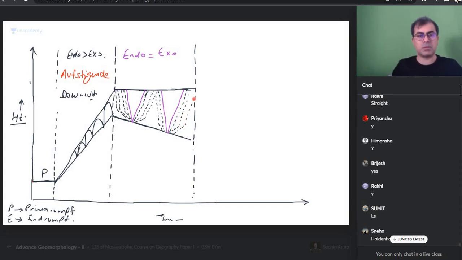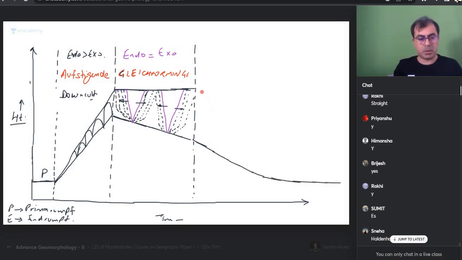Everyone with me on this? Can you see parallel retreat and slope replacement happening? Endo is equal to exo. This is called Pediplain forming. Do we get this? अब क्या हो रहा है? ये ऐसे ही आता जाएगा और ये इस तरह से.